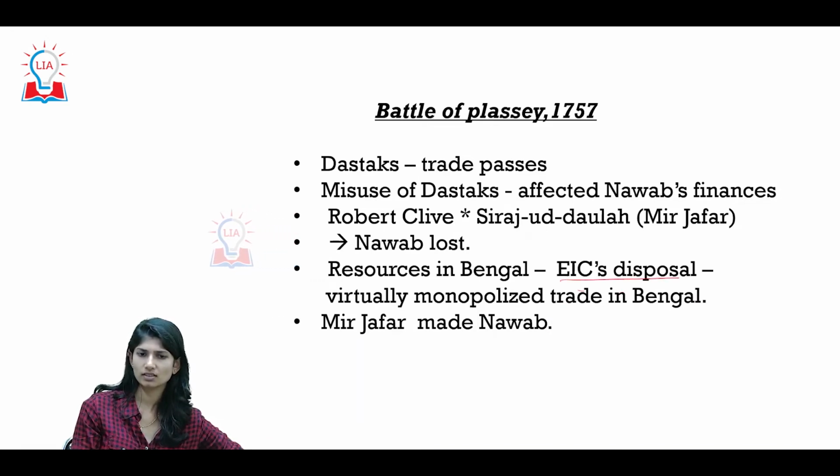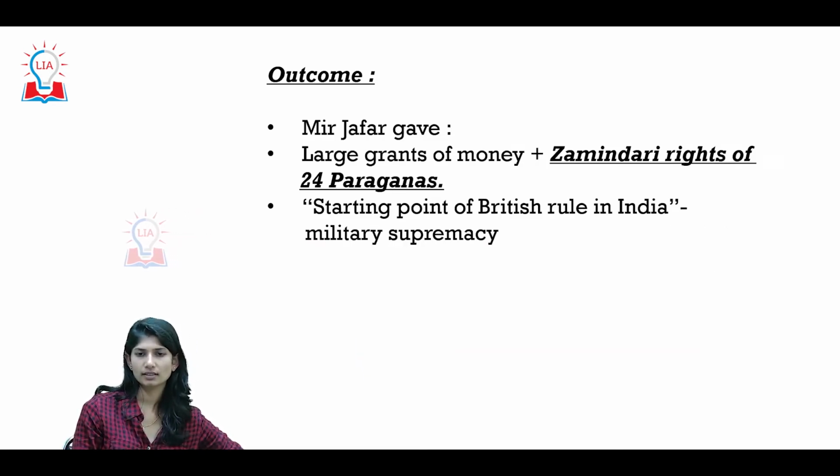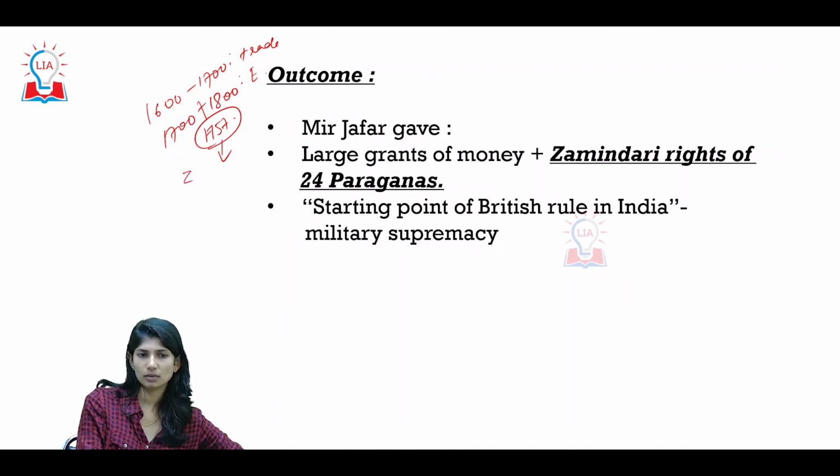When it was at EIC's disposal, for the first time they gained something in the form of zamindari rights of 24 parganas. 1600 to 1700, economy through trade. 1700 to 1800, economy through expansionist policies, etc. In 1757, something major in history happens. That is when they tasted, for the first time, zamindari rights of 24 parganas, that they could make money without associating themselves with trade.